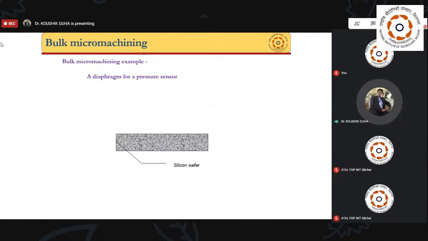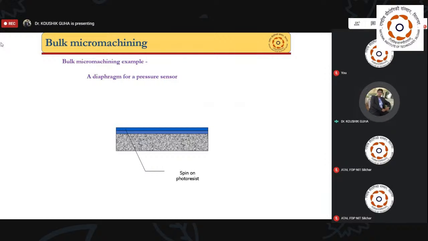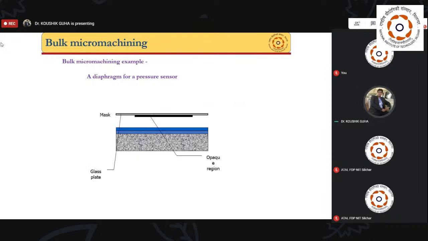Just to give an example of bulk micromachining, let's see how the diaphragm of a pressure sensor is fabricated. This is the first step: we take a silicon wafer as a substrate, then we grow a SiO2 layer. After that, you spin the photoresist layer by the spin coating method. Then you align the mask for lithography. Then you expose it to UV rays.